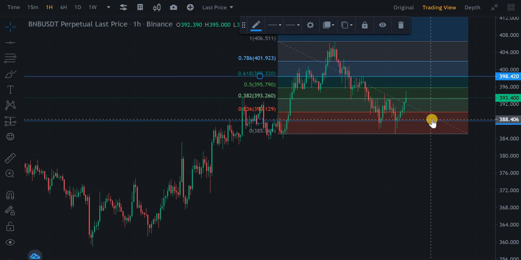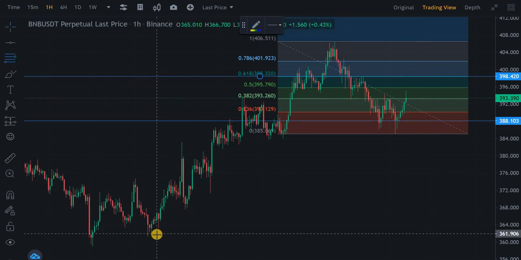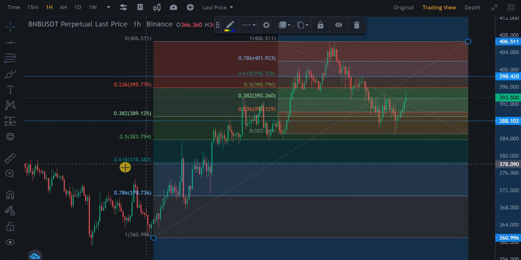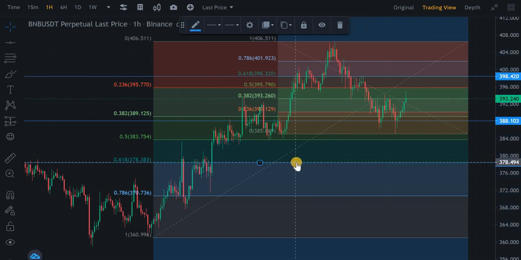potential take profit level. To do this, I would also use the Fibonacci retracement tool and swing from this low to the high of this trend. And as you can see, the most common Fib level is the 0.618. At around $378 is where I will take my profit on this trade. This right here is basically a simple strategy that you can use to short various crypto assets.